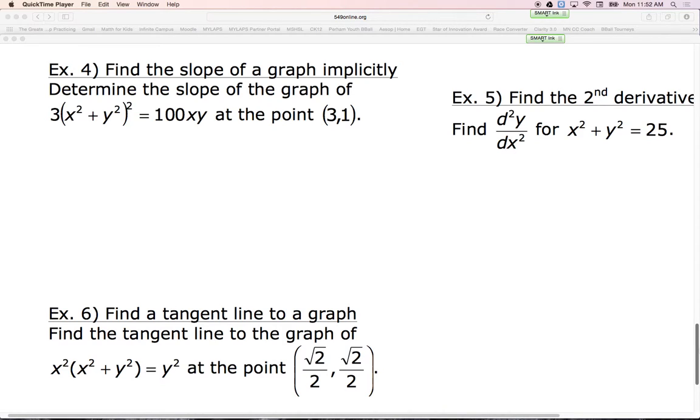So, here we go. Example 4. Find the slope of a graph implicitly. Ooh, this was an interesting question on the test. People forgot that slope means what? Derivative. A lot of people drew a blank on that when I said find the slope at this point. And just remember, in this class, slope is always going to be used interchangeably with what? Derivative. So when I say determine the slope, I mean determine the derivative of the graph of this equation at the point (3, 1). So I want the derivative at (3, 1).